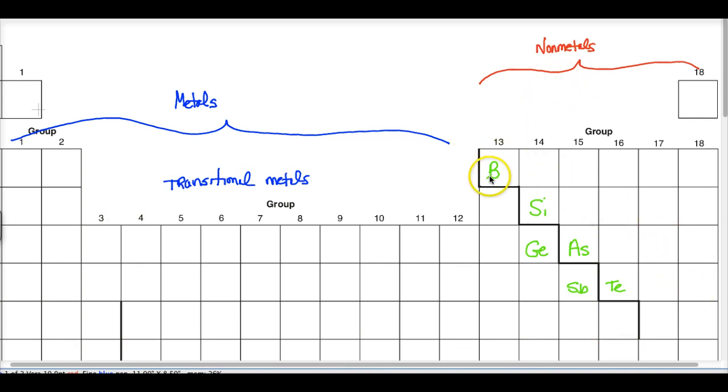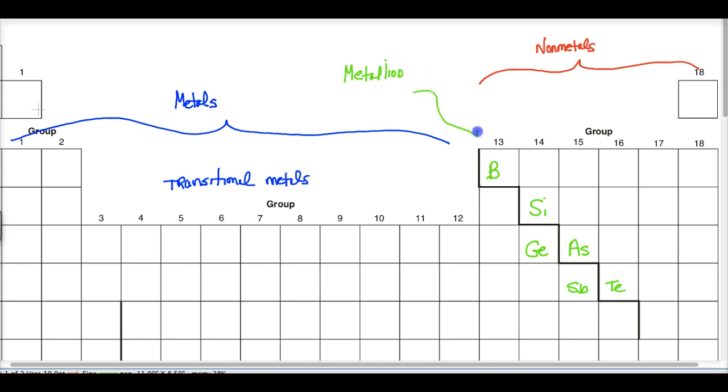And on the staircase, we have the boron, the silicon, the arsenic, the tellurium, germanium, and antimony. These are our metalloids, or our semi-metals. So I should write that, and I think we already have that, but we'll write metalloids. It's the word we use in this course, but it's also semi-metal.